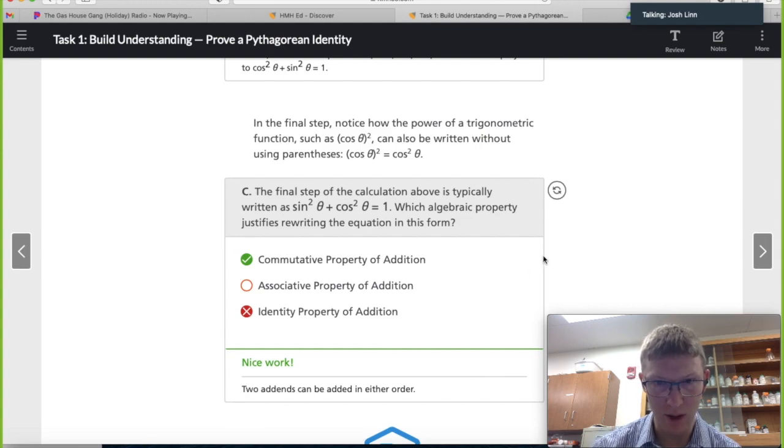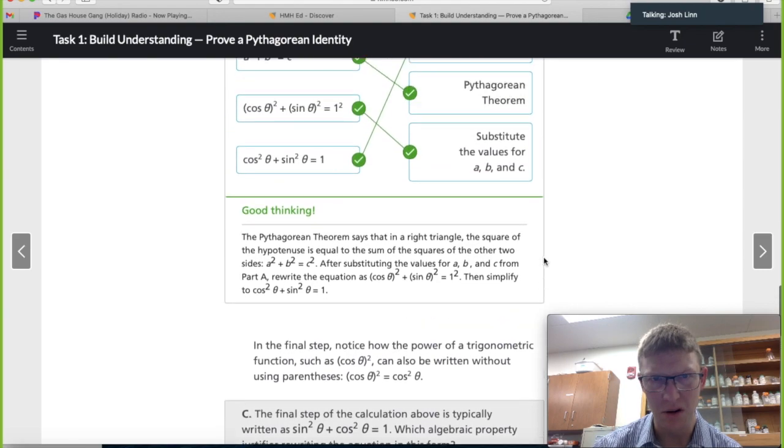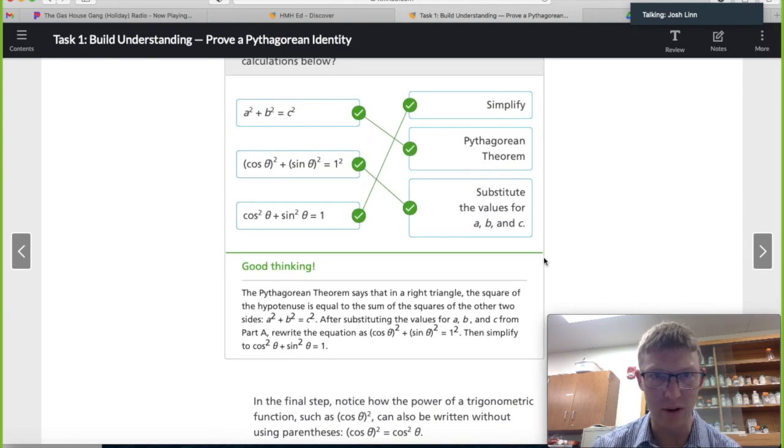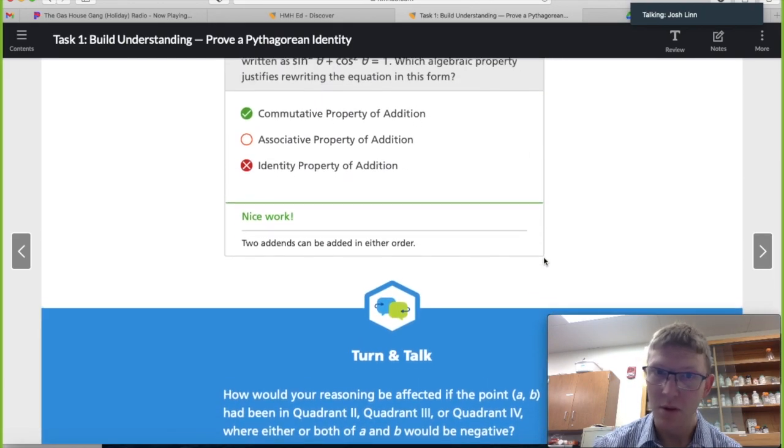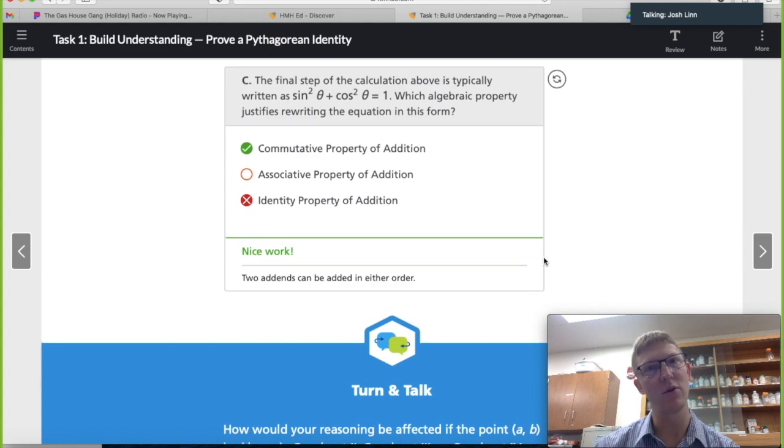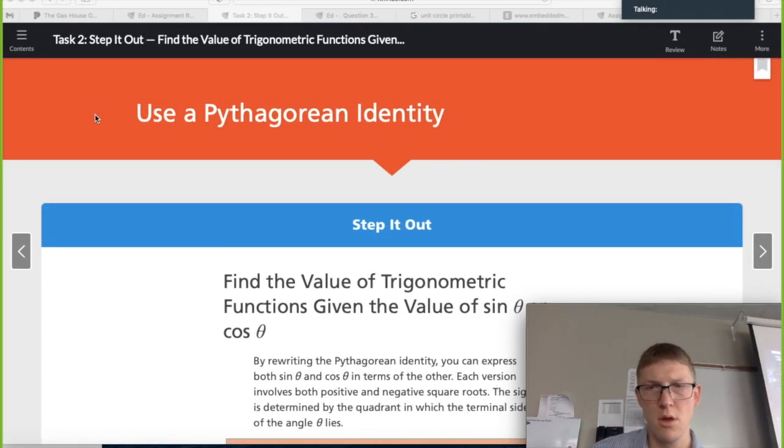Two addends can be added to either side. I don't know what they added to both sides, but it seems like they just simplified things. So use a Pythagorean identity.